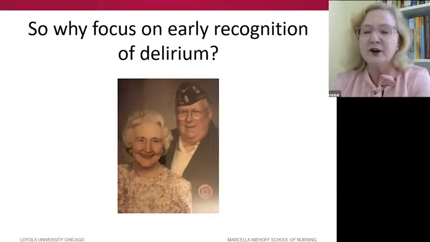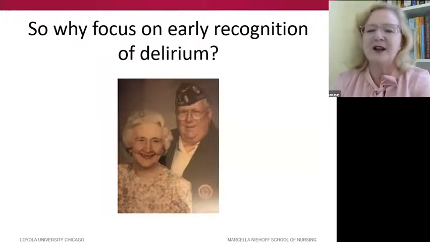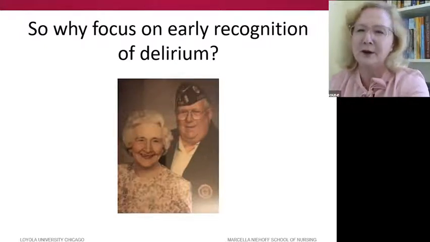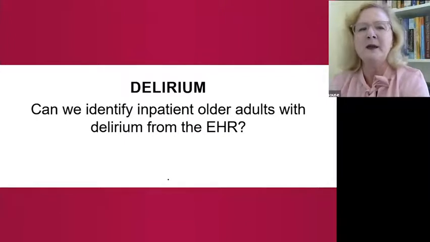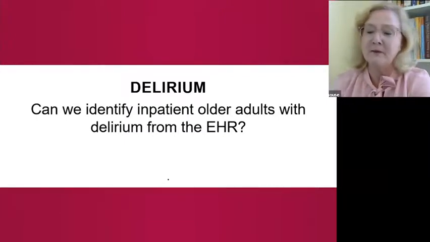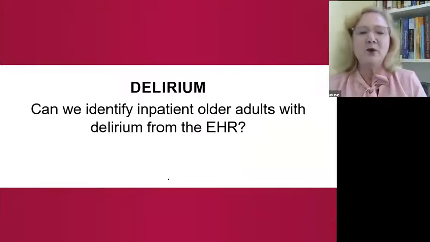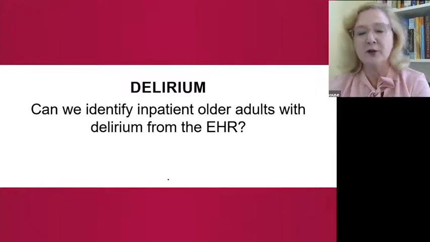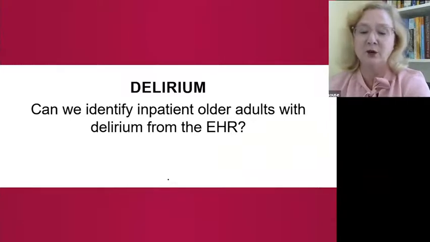As a critical care nurse, this was not the first time that I had experienced an older adult exhibiting an acute change in their mentation, that inattention, and in Elle's case, a change in level of consciousness. So we'll talk about them a little bit later. But the question, because many cases of delirium are missed, became, can we identify inpatient older adults with delirium from the electronic health record? Could delirium be picked up through machine learning using informatics?